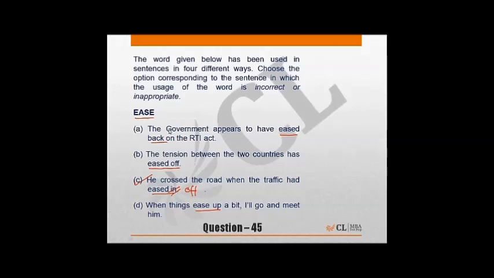To ease back means to reduce your commitment. So the government seems to have reduced its commitment towards the RTI Act. Statement B, ease off: it will become less strenuous or less severe. The tension has eased off, the temperatures have come down. C is incorrect usage. As I said, eased off should have been the right word, same as in B. Statement D, when things ease up, means become less pressing or less urgent, when things are much more relaxed. So these three are correct usages.